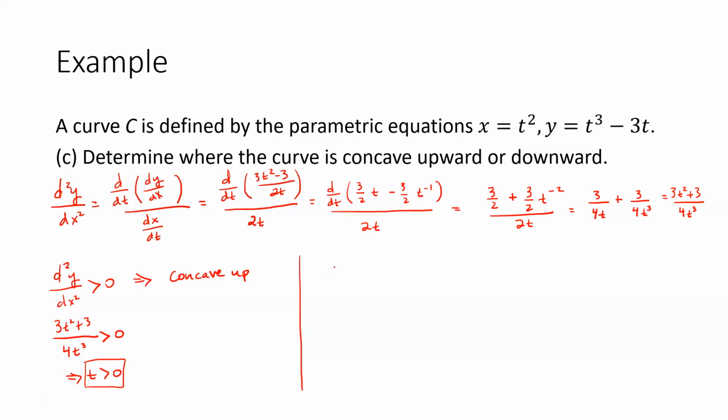When will it be concave down? We know it'll be concave down when the second derivative is negative. So taking (3t squared plus 3) over 4t cubed, when will that be less than 0? The same idea here: it's always positive in the numerator, so it'll be negative when t cubed is negative, so when t is negative. So we see it's concave upward when t is greater than 0, and concave downward when t is less than 0.